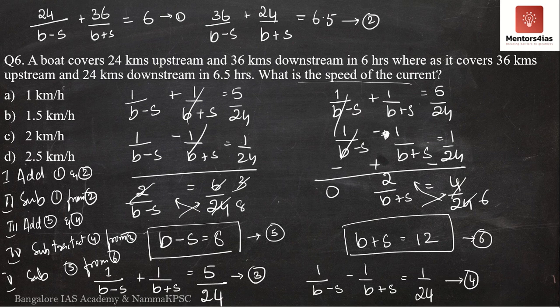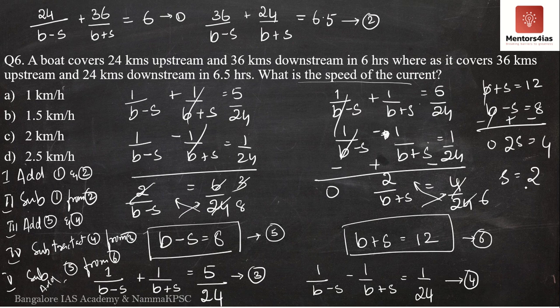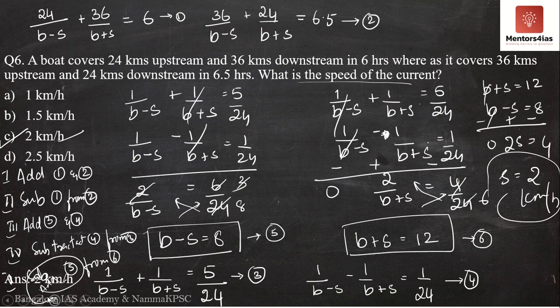If we wanted the value of b, the speed of the boat, then instead of subtracting, I would have added the two equations. But for this particular question, it is b plus s is equal to 12 minus b minus s is equal to 8. So here this becomes plus minus 0. 2s is equal to 12 minus 8, which is 4, or s is equal to 2 kilometers per hour. Therefore, the correct answer is option C. It is 2 kilometers per hour.